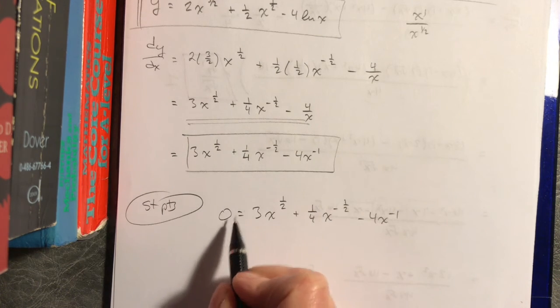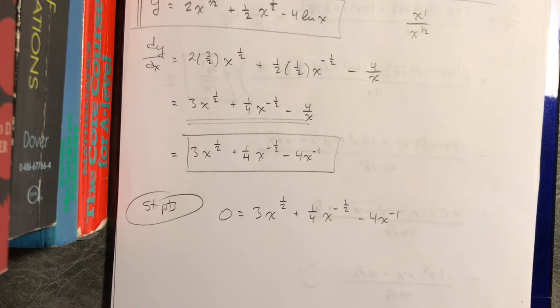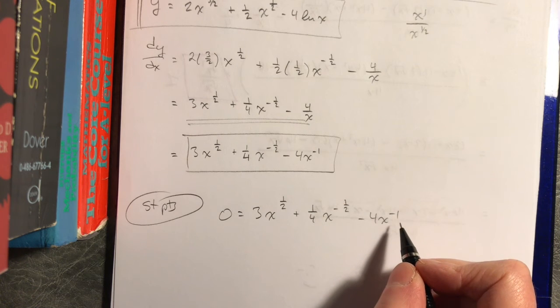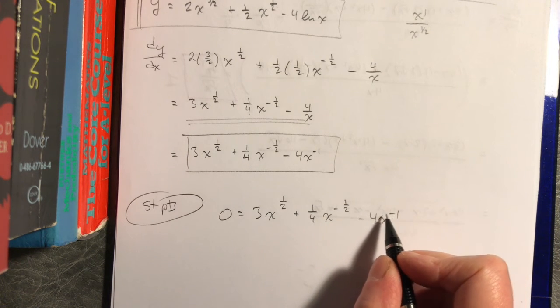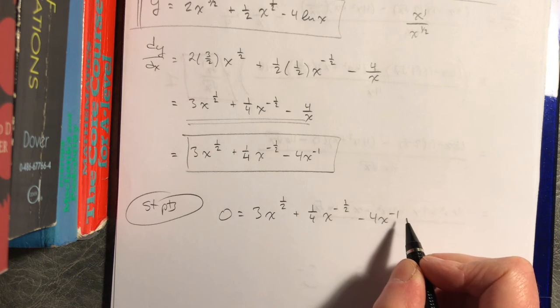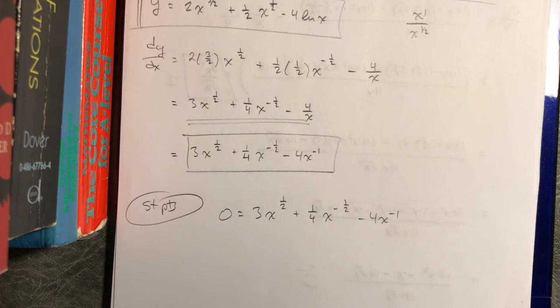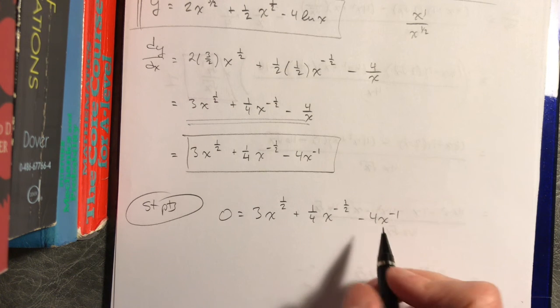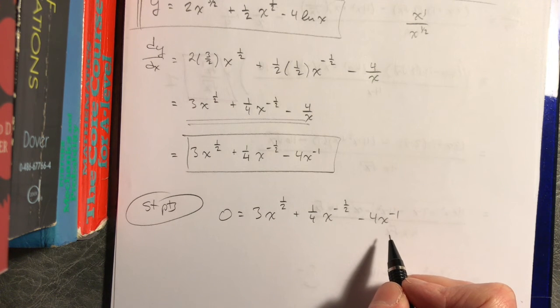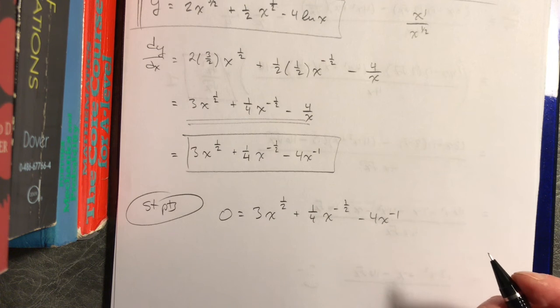Okay, so set the derivative equal to 0. And you might be tempted to multiply everything by an x. What do I want to do? Where are we ending up? We're trying to get to, well, I guess it's not so obvious, is it?